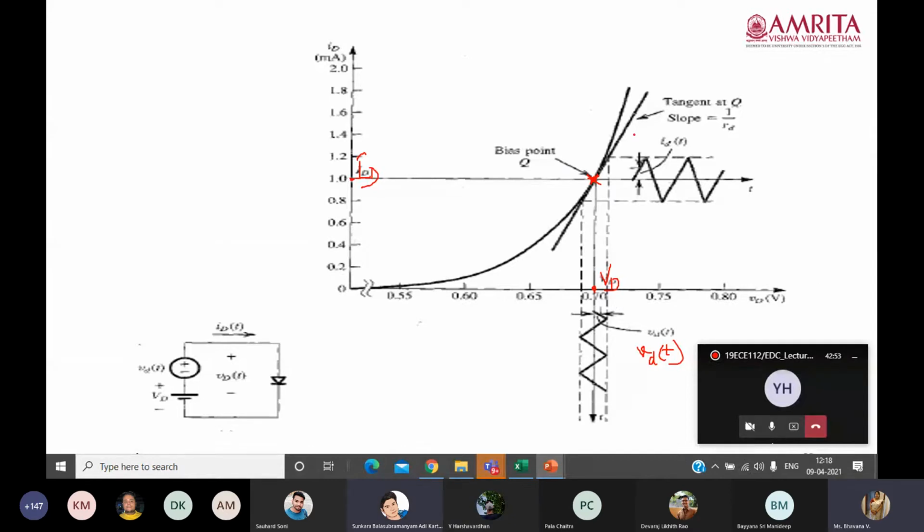Ma'am, the AC is above and below there, no, ma'am? See, how will you draw? This is the time axis.